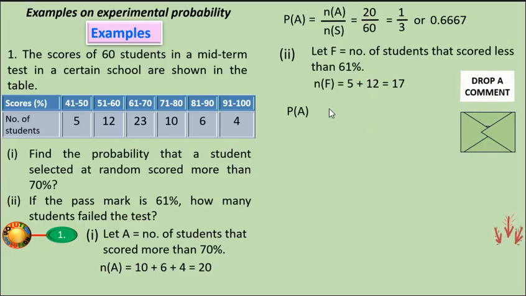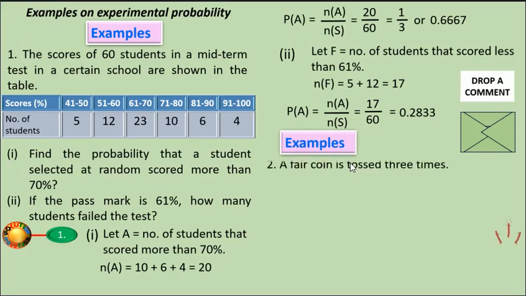Then the probability of those that failed the test would be the number of students that failed the test, 17, divided by the number of students that wrote the test, which is 60. So 17/60 is the answer because we cannot simplify this. In decimal, we can write that as 0.2833. So now, another example.